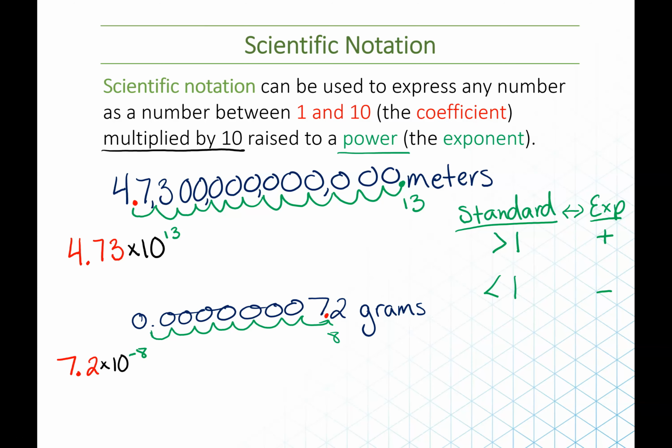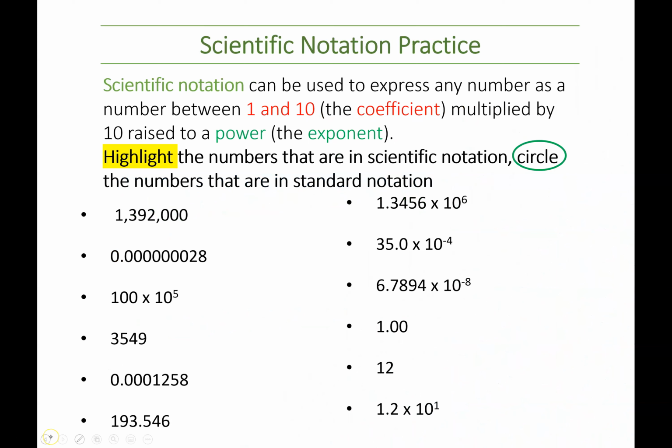Okay, let's do some practice examples. So here, we're just going to practice recognizing numbers that are scientific notation versus numbers that are standard notation. I want you to write these down in your notes, and then you're going to highlight the numbers that are scientific notation and circle the numbers that are in standard notation. Pause the video and practice. We're going to go over the answers in just a second.